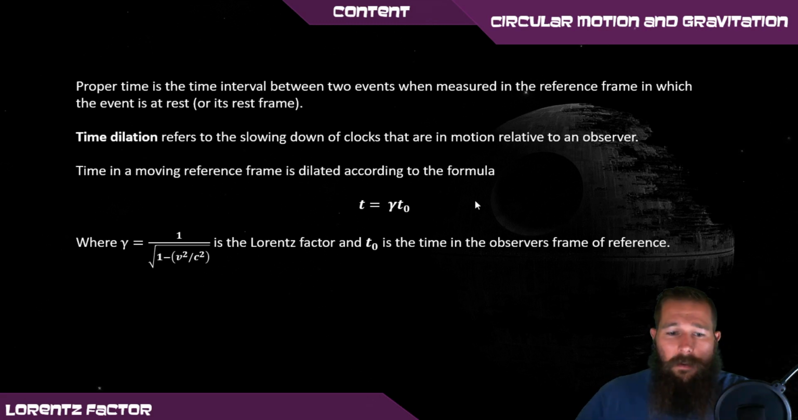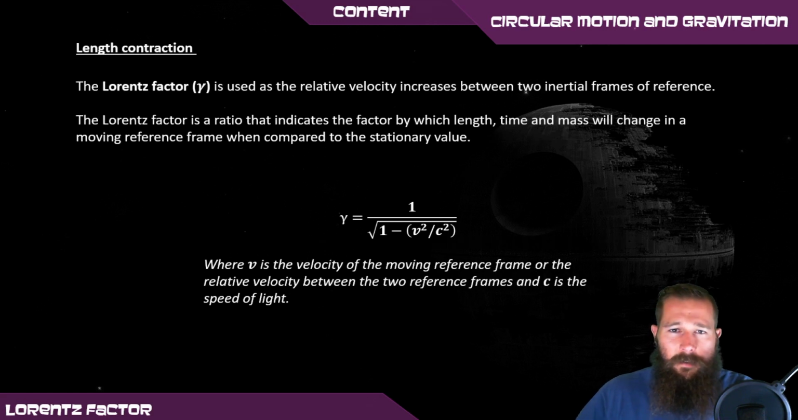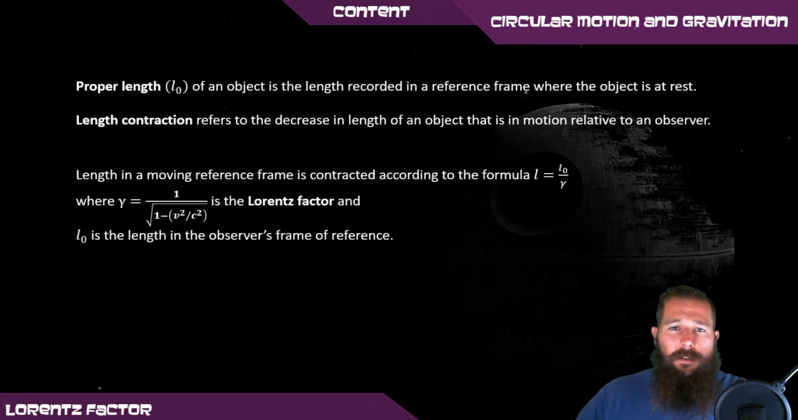The time observed is multiplied by gamma, which is the Lorentz factor, to determine the time of the event in the moving reference frame. So the Lorentz factor is a ratio that indicates a factor by which the time, the length, or the mass is changed in a moving reference frame. And you can see in the formula itself, it compares the moving reference frame's velocity to that of the speed of light. So we've mentioned proper time, now let's look at proper length.